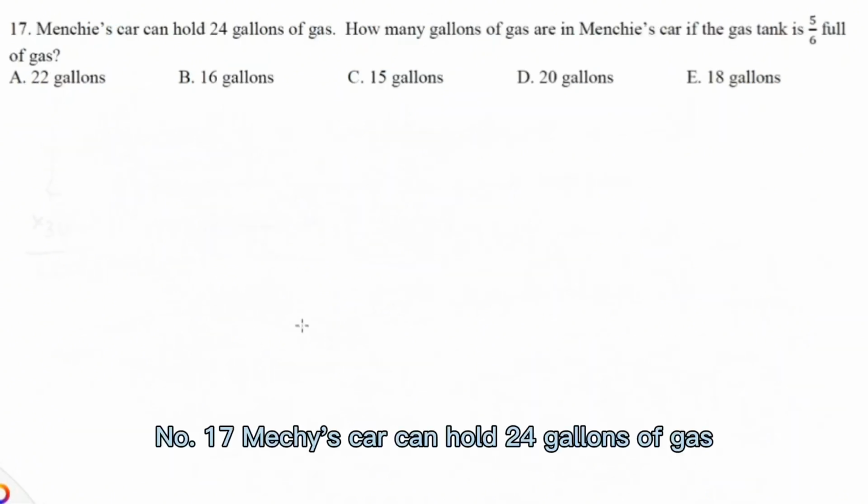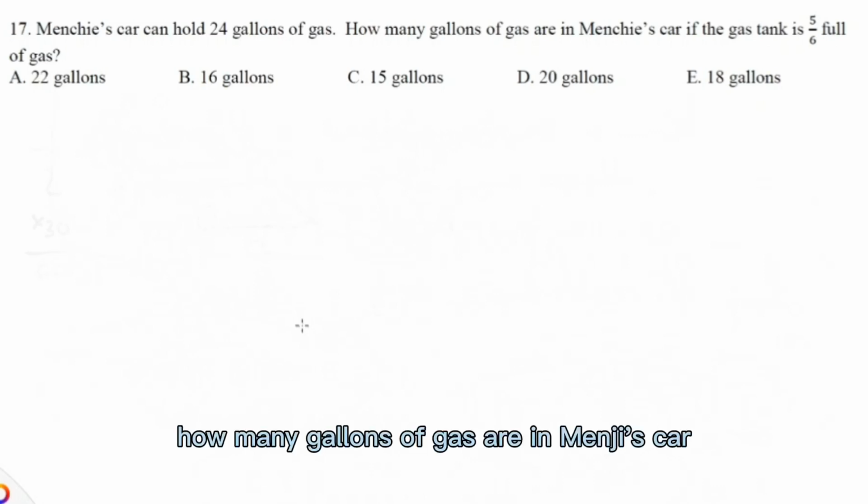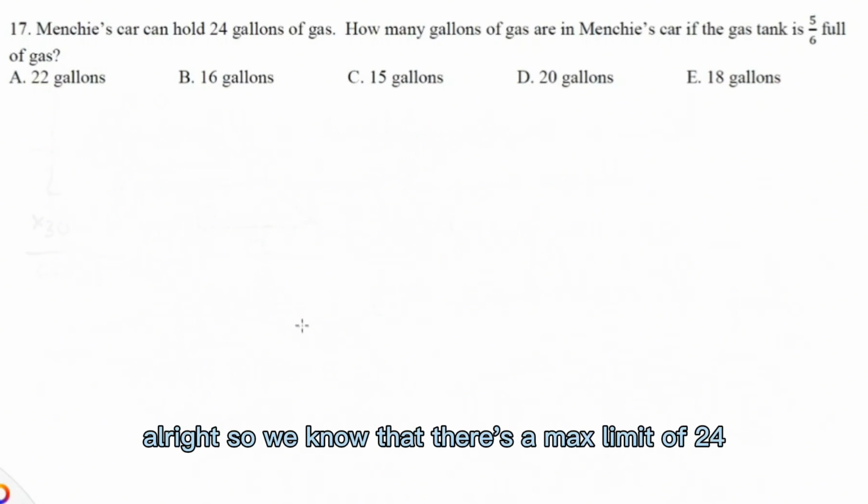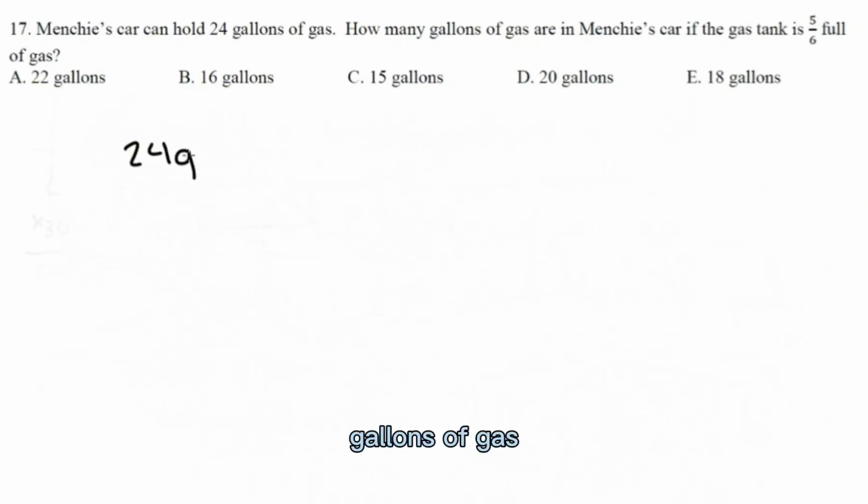Next, number 17. Menchie's car can hold 24 gallons of gas. How many gallons of gas are in Menchie's car if the gas tank is 5/6 full of gas? Alright, so we know that there's a max limit of 24 gallons of gas. And we know that the gas tank is 5/6 full.